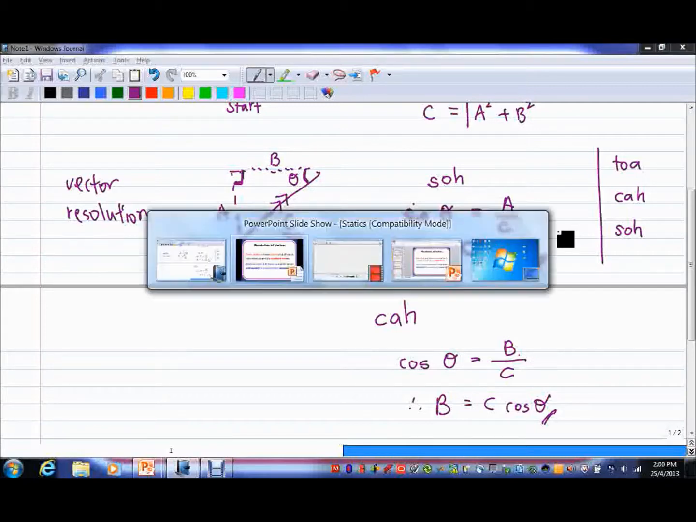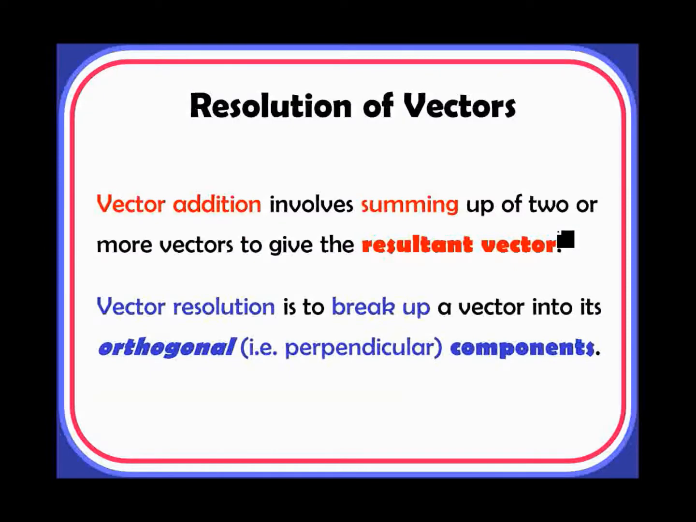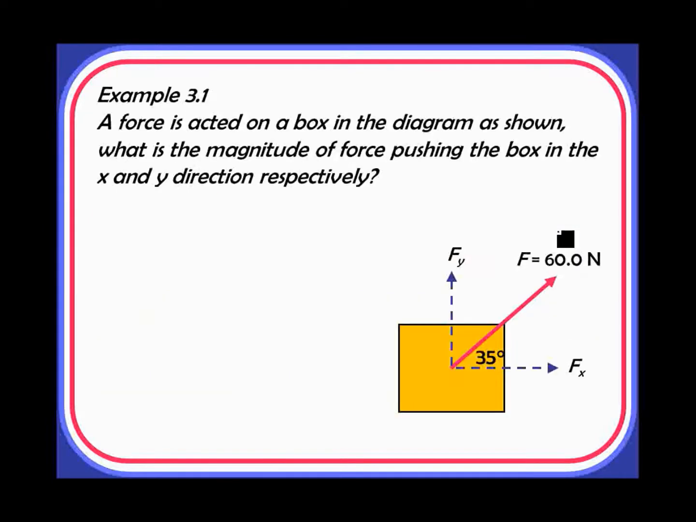Now let's go back to the slides. Here I'm going to give you one example. In example 3.1, there is a force F that is 60 Newton acting on the box. You are asked to find the magnitude of the force pushing the box in the X and Y direction. So we need to resolve the force, which is 60 Newton, into two perpendicular components. One is X and one is Y.